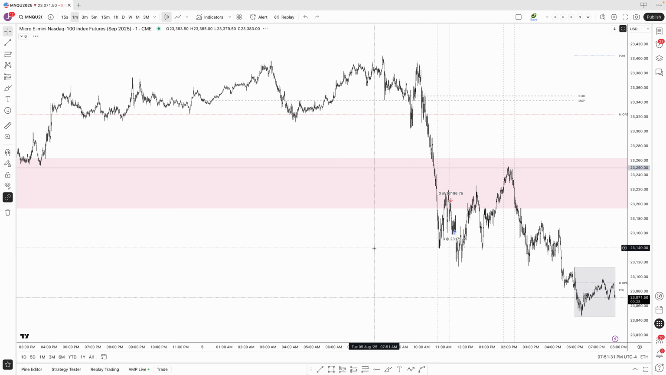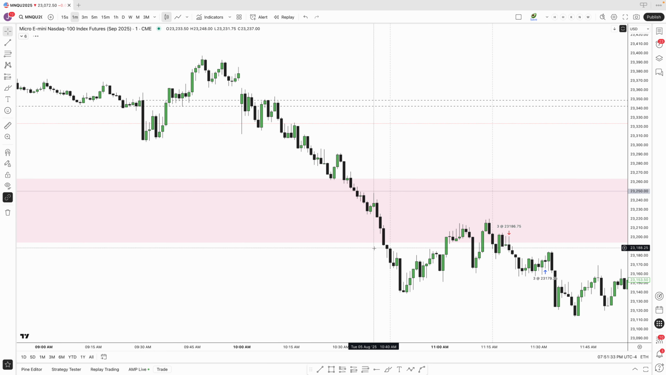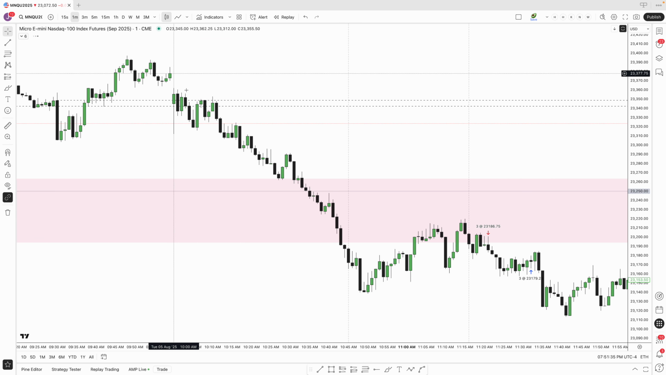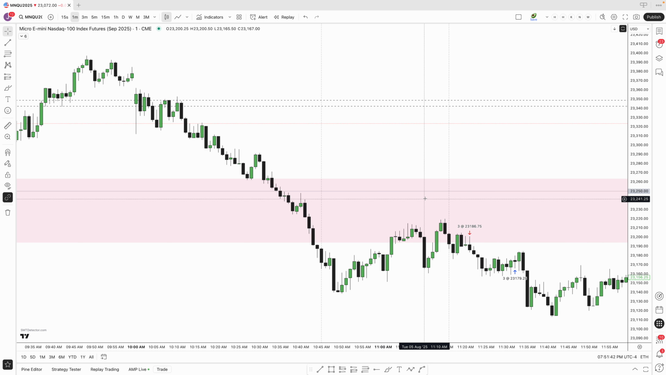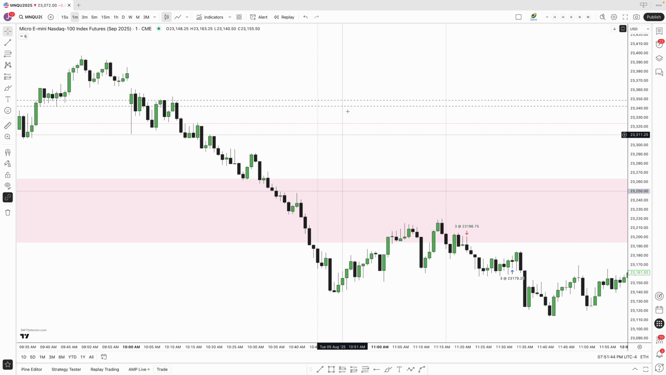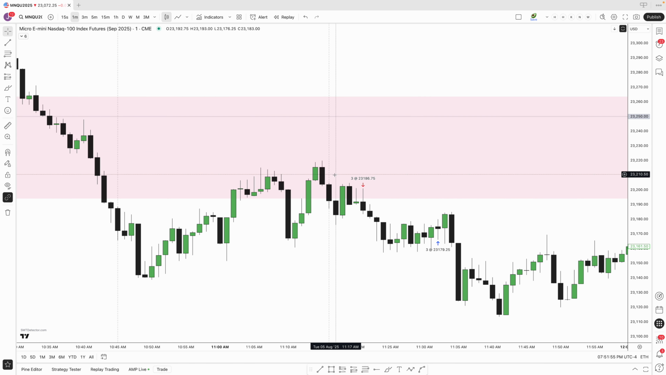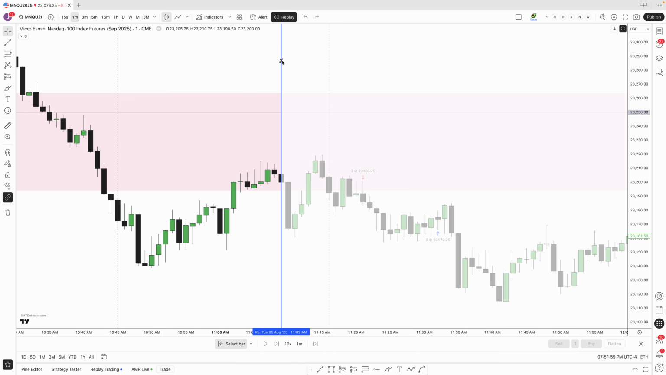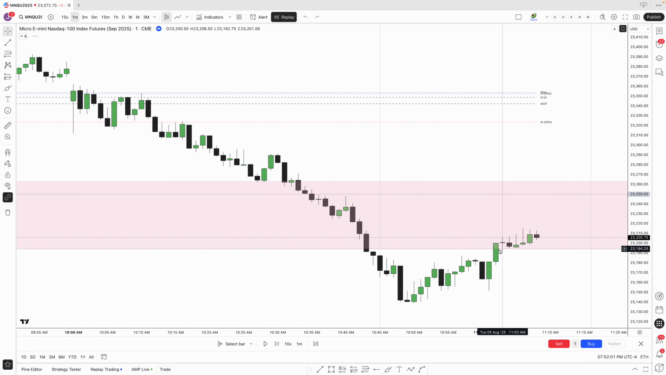If we track back into the morning, 9:30 opened and delivered to the downside. We had some news at 10 and then we dropped lower. And then this starts the macro right here. Okay, so 10:45 to 11:15. And as you can see, we run up and get into the POI. So you might think that's a potential short right there.